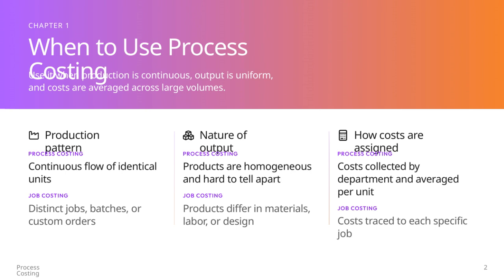These products differ in materials, labor, or design, so costs are directly traced to each specific job. The key takeaway is that process costing suits a large volume of uniform output, where costs are averaged across all units, while job costing is better when each product or batch is unique and needs individual cost tracking.